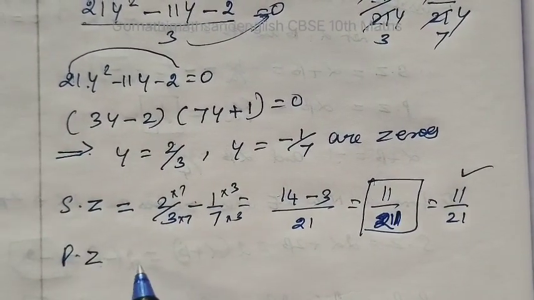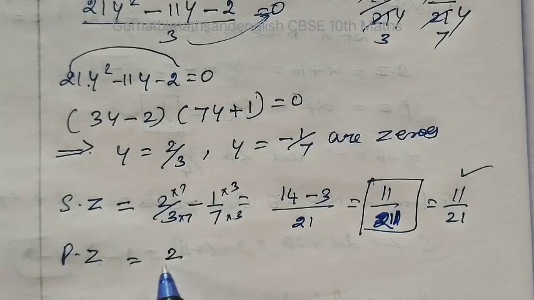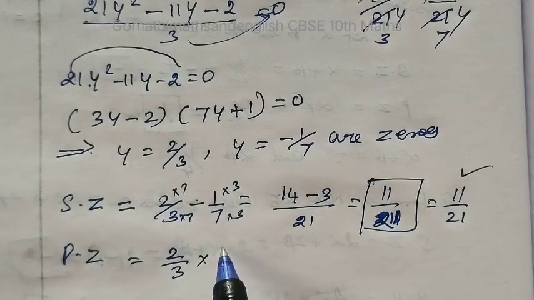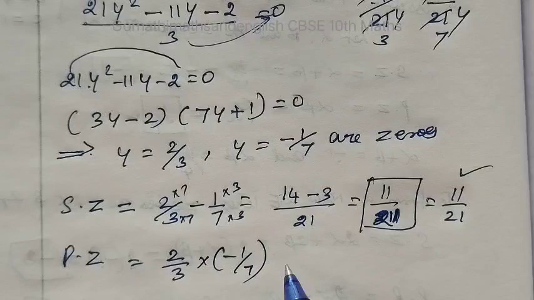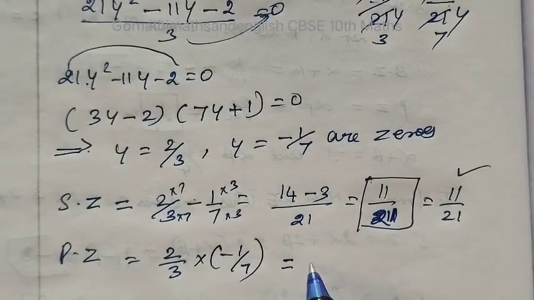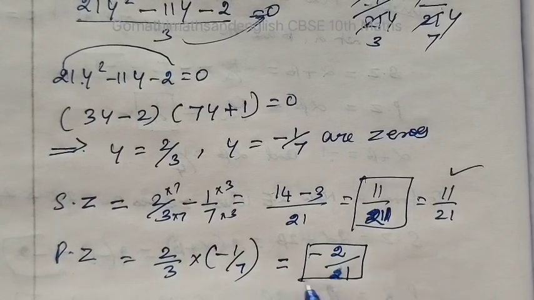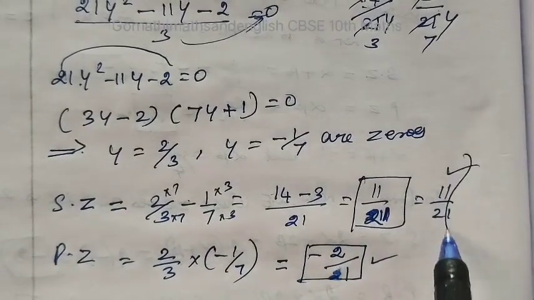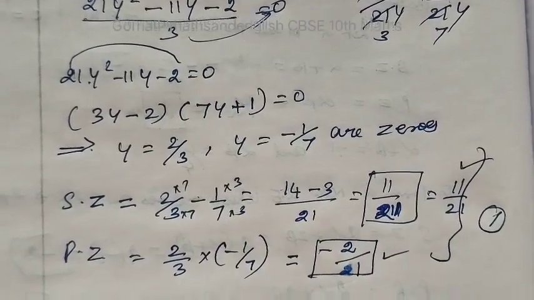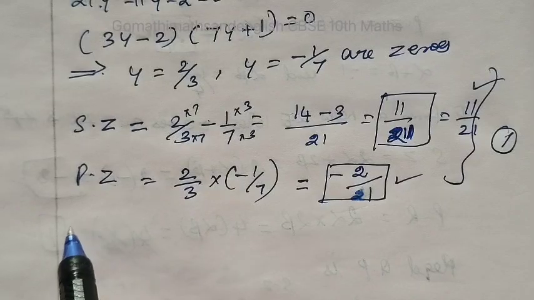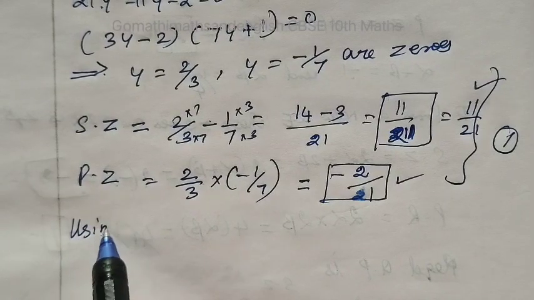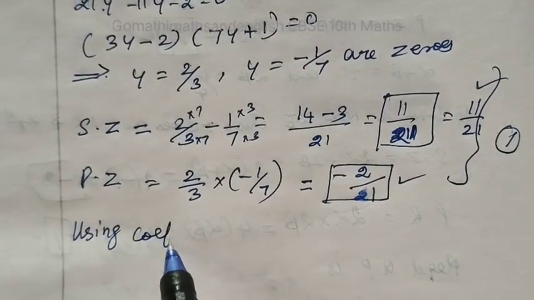Next, product of zeros equal to 2 by 3 into minus 1 by 7. So minus 2 by, 7 3s are 21. So this is the product of zeros. You mark this as 1. Now using the coefficients we check the answers.